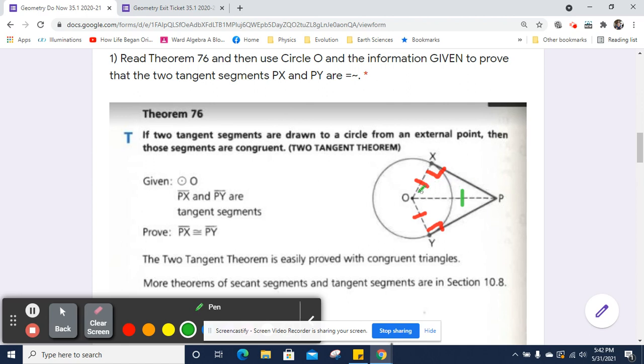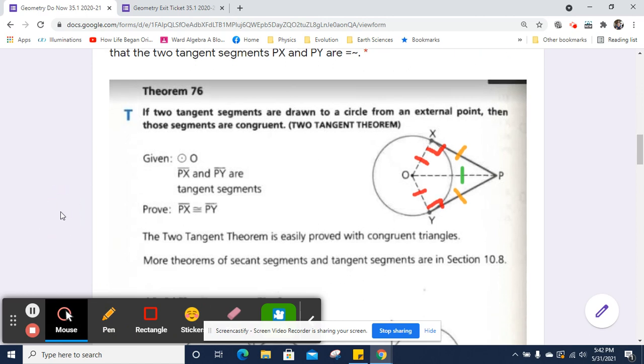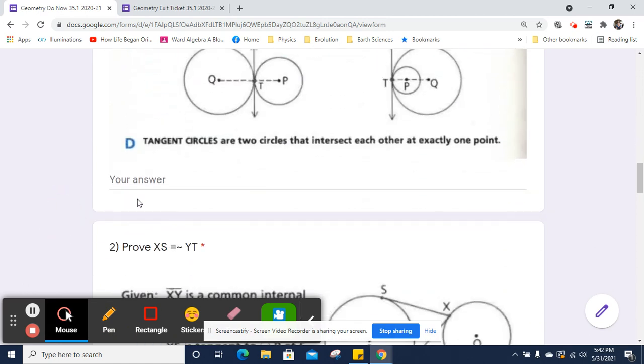And then with that, we can prove by CPCTC that sides PX and PY are congruent. So these two tangent segments, which come from a common external point and are tangent to the same circle, are going to be congruent. Hypotenuse leg and CPCTC.